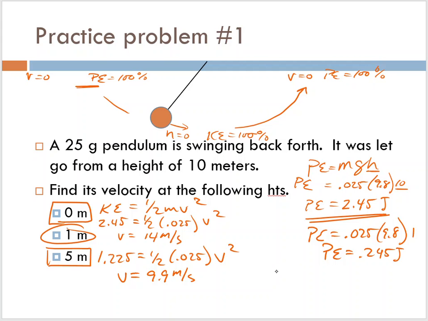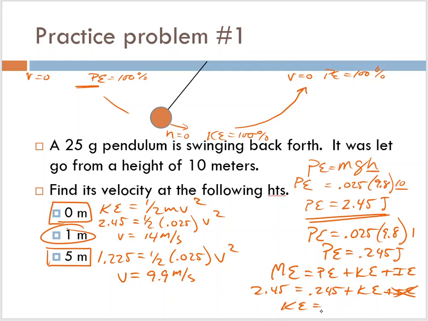That means that all of the energy, I'm going to put down mechanical energy, is equal to potential energy plus the kinetic energy here. Well, potential energy is 0.245 plus however much kinetic energy has to be equal to the original 2.45. We can't lose energy, so it all has to be made up somewhere. We could say internal energy over here as well, but we're going to assume that there's no internal energy here. So the kinetic energy in this case then is 2.205 joules.